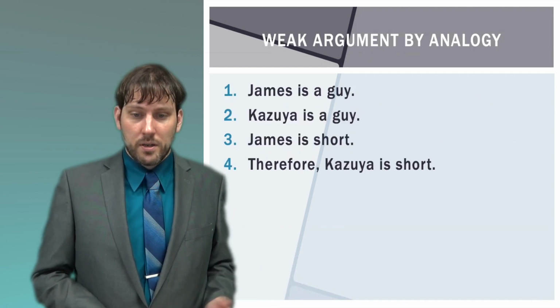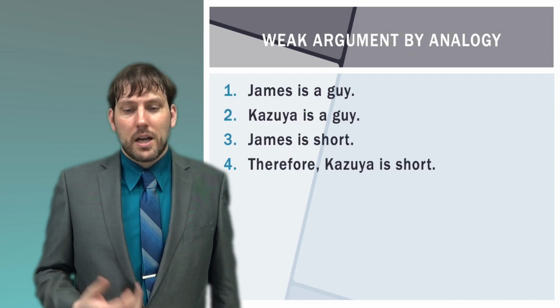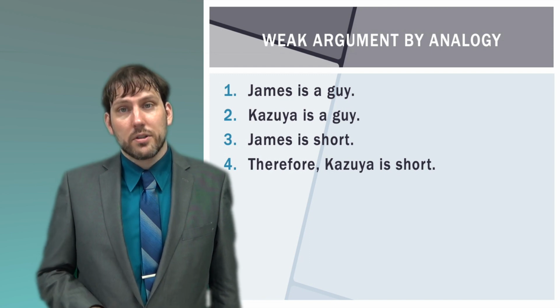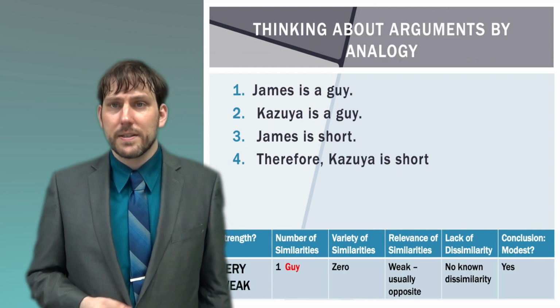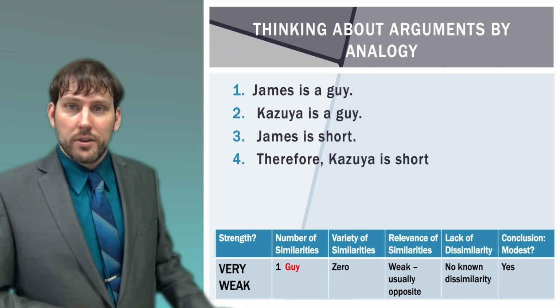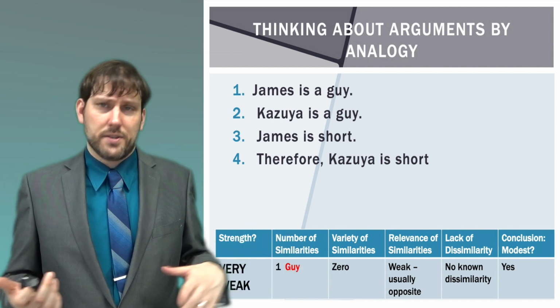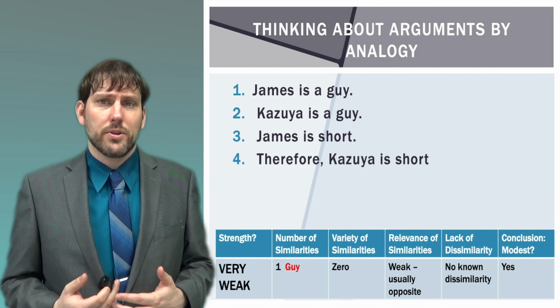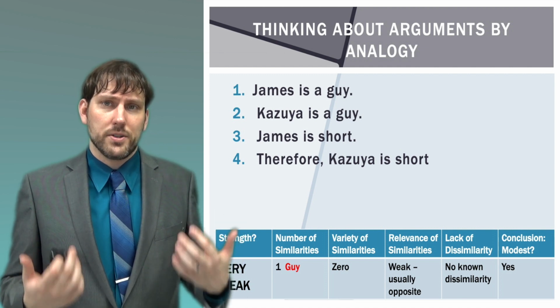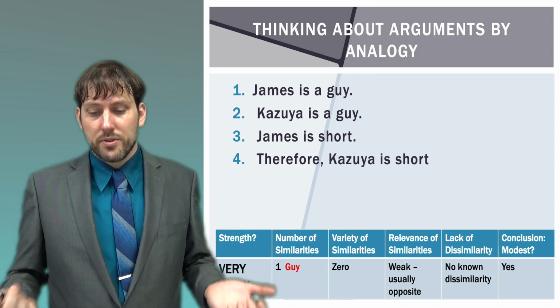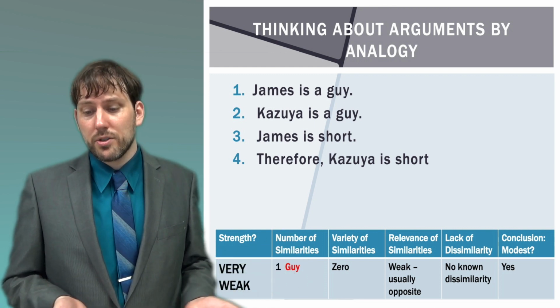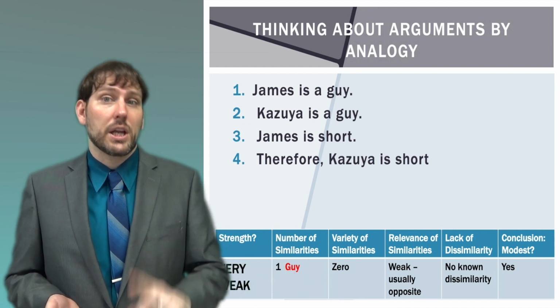Let's look at another one. James is a guy. Kazuya is a guy. James is short, therefore Kazuya is short. I'm going to say this is a very weak argument. The only similarity is they're both guys. There's no variety. It's an odd thing to say because normally the human male is taller than the human female. There's no known dissimilarity, but the conclusion is moderately modest. We're saying one thing about one person.